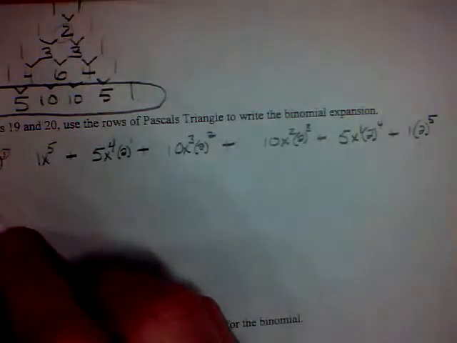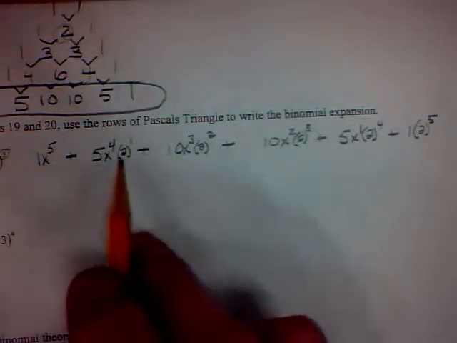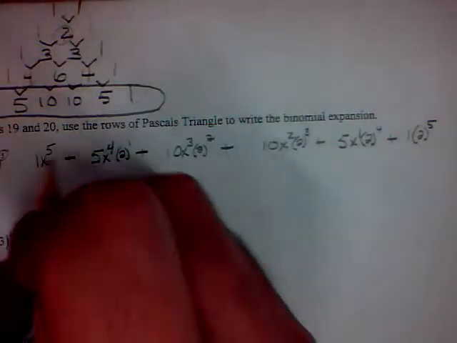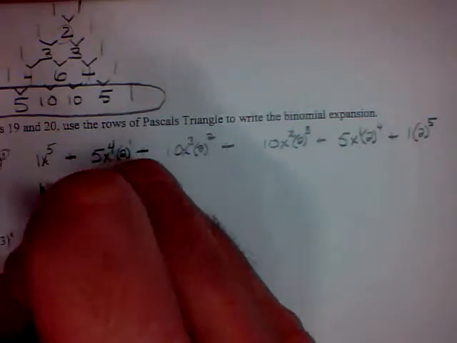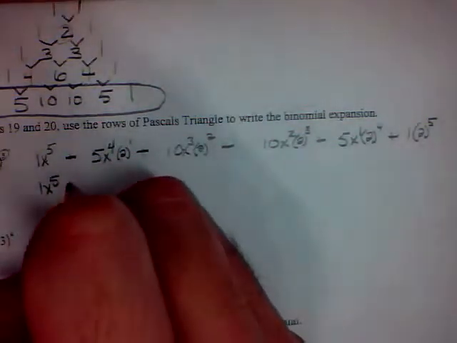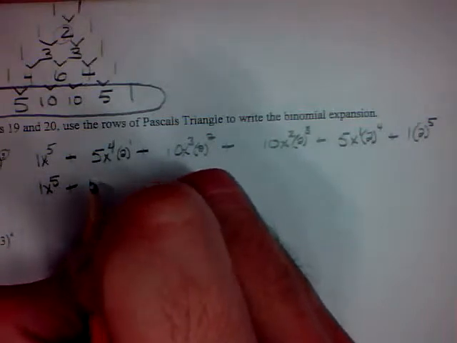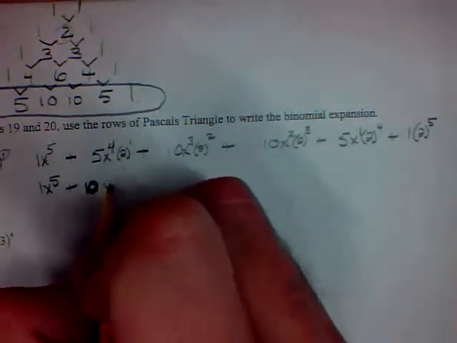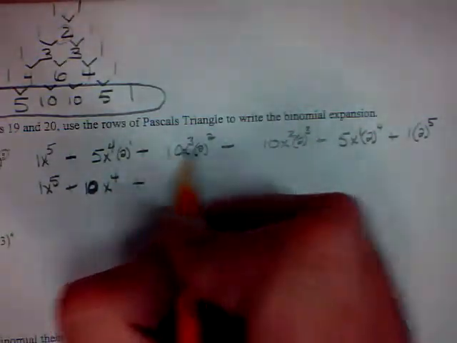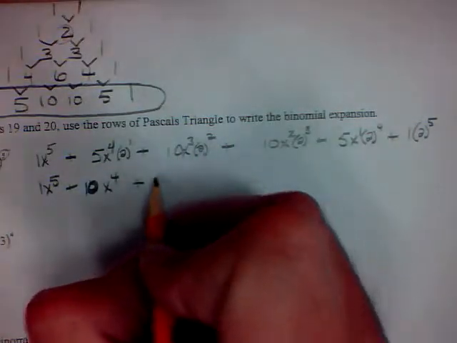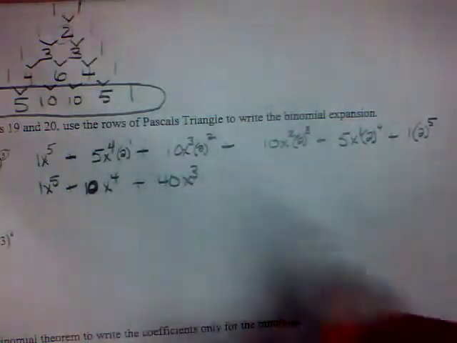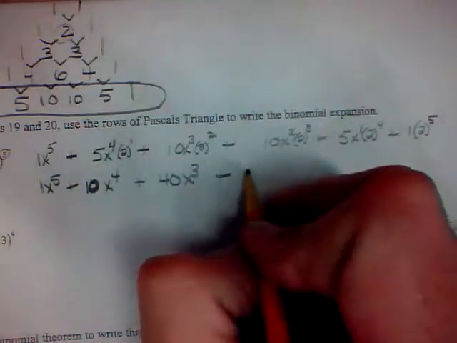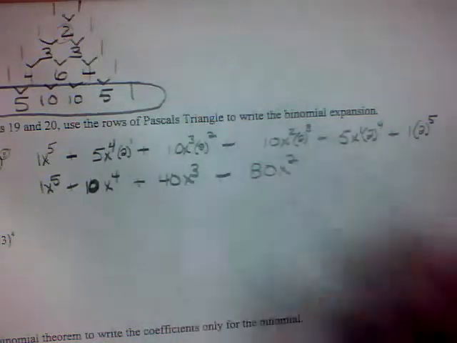Now, if this were just x and y, we'd be done. But because we have these 2's in here, we're going to need to multiply all these out and simplify these terms. So your first term here is 1x to the fifth, which you can choose to write the 1 or not. Next term is 5 times 2, which is 10 x to the fourth. Plus, this is 10 times 2 squared, so that's 4 times 10, which is 40, x to the third, plus this is 2 to the third, which is 8 times 10, which is 80, x squared.